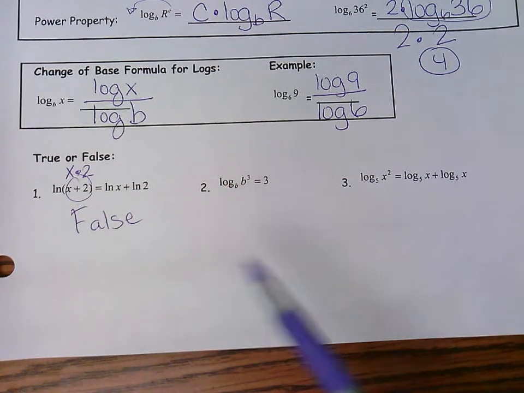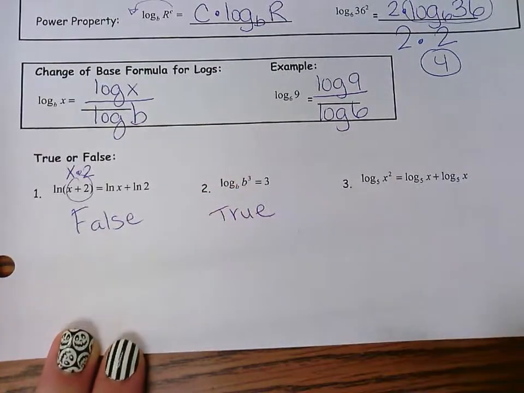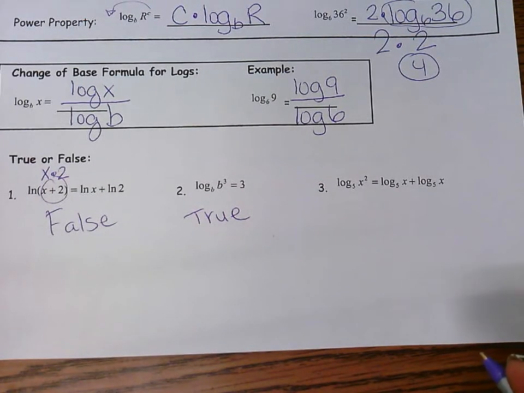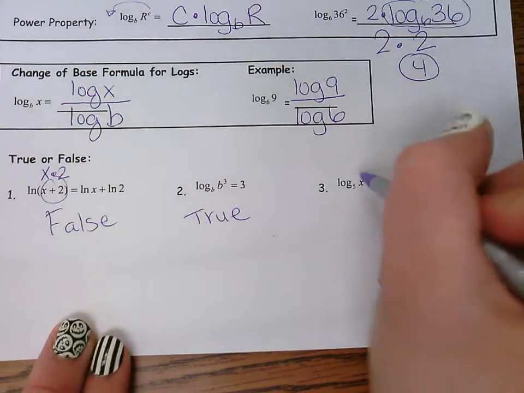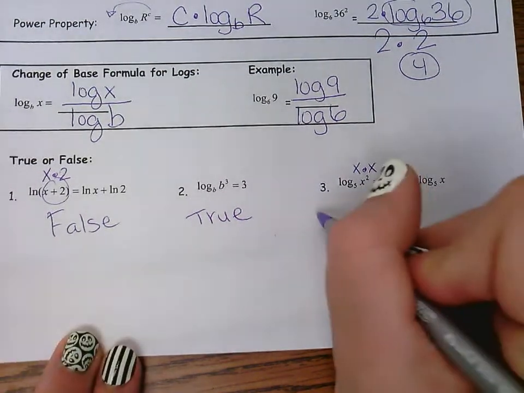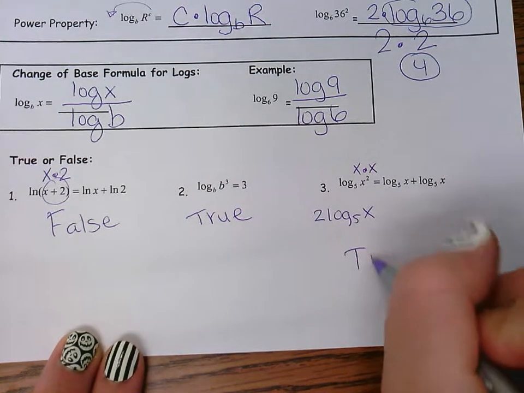And number 2 was true, right? Because b cubed is b cubed. And number 3, what did you say? Should also be true, right? Because you can think of this as x times x, or you could think of it as 2 log base 5 of x's, right? So to me, that's true.